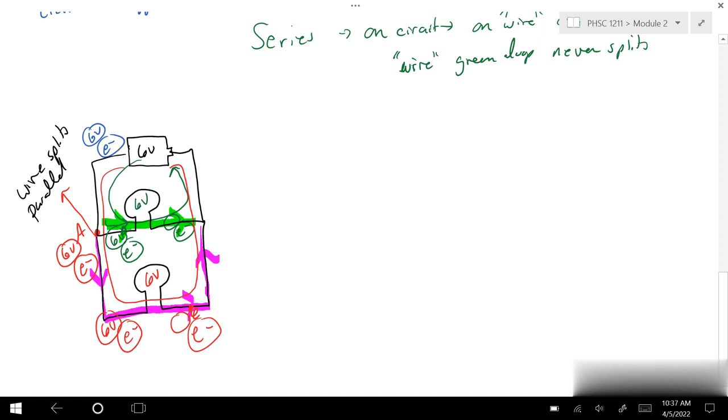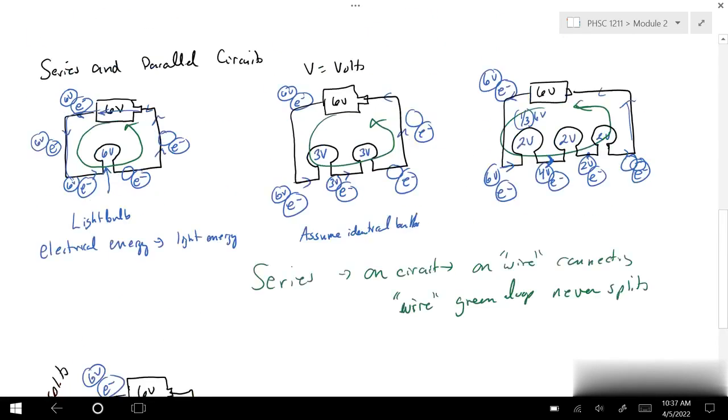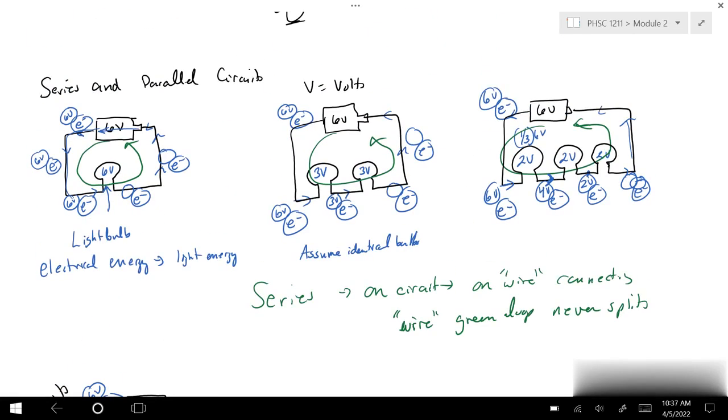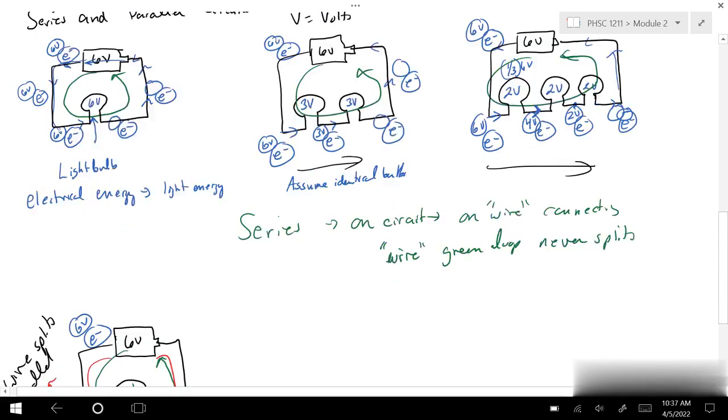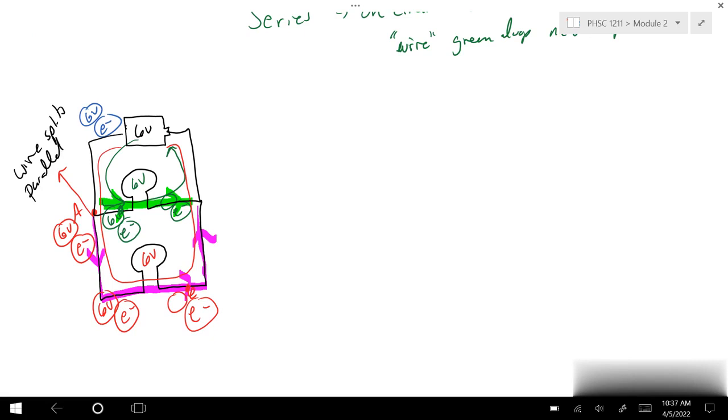Okay? So we're going to look at what's going on here and how these things are actually splitting, and we're going to use Ohm's law to analyze what's going on. So what happens up here on the series, the electrons had no choice. So the electrons here had no choice. They had to go through both light bulbs. The electrons here had no choice. They had to go through all 3 light bulbs.